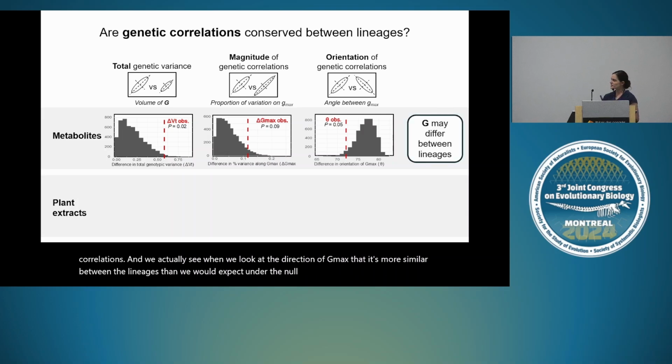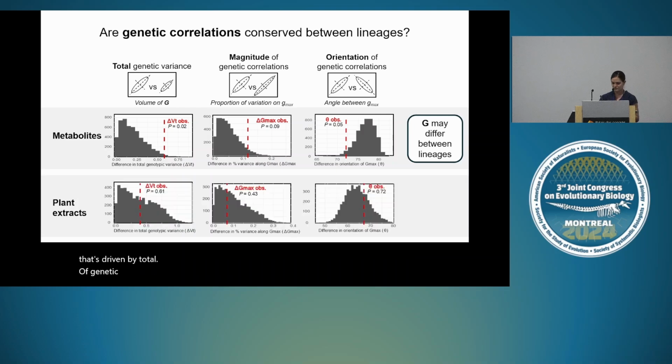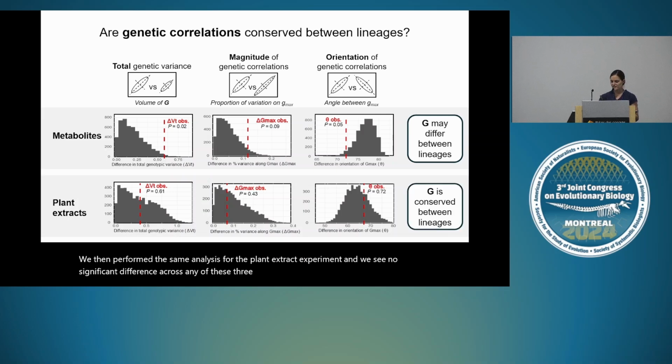And so we see some evidence that G, or genetic variance-covariance matrices, differ a little between lineages, but mostly that's driven by total amount of genetic variation. We then performed the same analyses for the plant extract experiment, and we see no significant difference across any of these 3 metrics. And so generally, we're seeing pretty strong evidence that patterns of genetic correlation are broadly conserved between these two endophyte lineages.